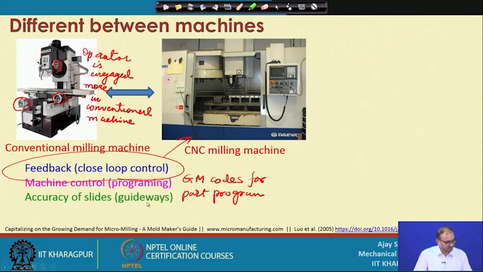and then other than that, accuracy of slides and guideway, that is also important, because when you are working with this machine, conventional machine, you are getting a little bit higher side of accuracy in the guideway and slide.